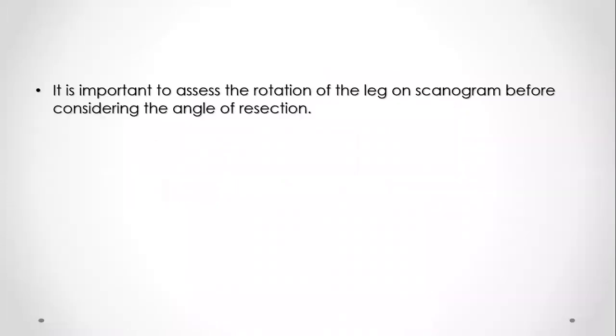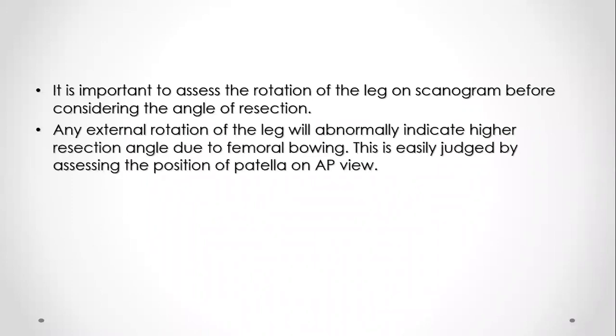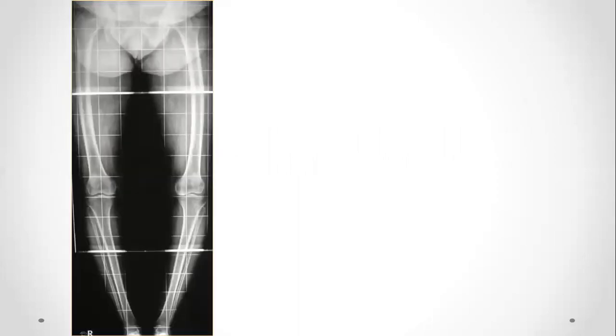So it is important to assess the rotation of the leg on a scanogram before considering the angle of resection, because any external rotation of the leg will abnormally indicate a higher resection angle due to femoral bowing, and this is easily judged by assessing the position of the patella. As you can see, the patella must face forward in the AP view. This is a standing AP view of a patient with bilateral varus knees and varus thrust gait.